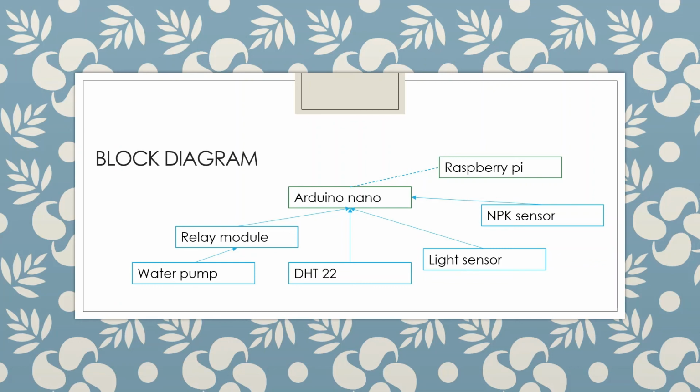And all the system and other sensors are going to work along with that: the relay module, water pump, DHT, light sensor, and NPK sensor.